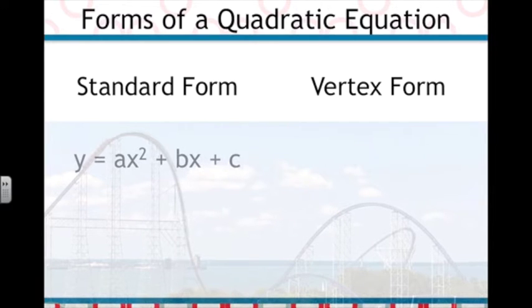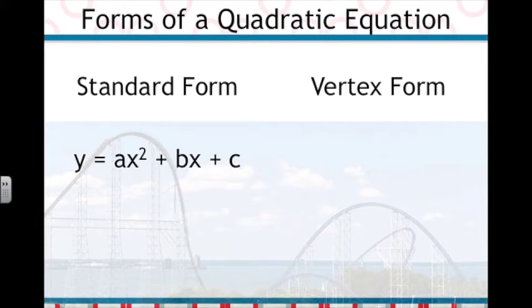Standard form is sometimes called general form, and the equation looks like this: y equals ax squared plus bx plus c. If you remember our lesson with the quadratic formula, you'll notice that this is the same form we use to identify a, b, and c, except that instead of being equal to 0, it's equal to y here.